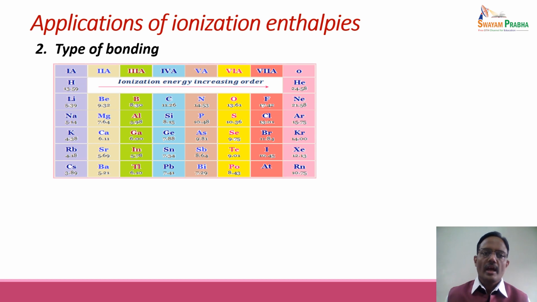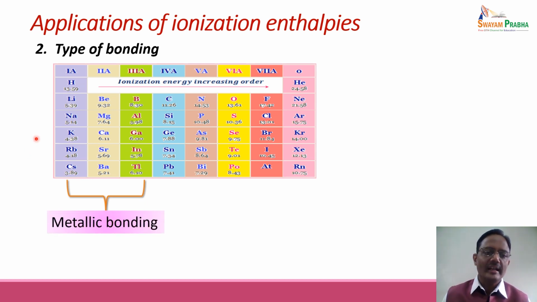The second application is in predicting the type of bonding. Now, the elements present on the left hand side are typically metals. The elements on the right hand side are typically non-metals. The ionization enthalpy of the left-side elements is very low, and that of the right-side elements is very high. Now, if there is a combination of these elements, or any element among them in the pure form or in the form of a mixture, they will typically have a tendency to release the electrons, thereby leading to metallic bonding. For example, sodium, potassium, calcium: the atoms of these elements will have metallic bonding among themselves.